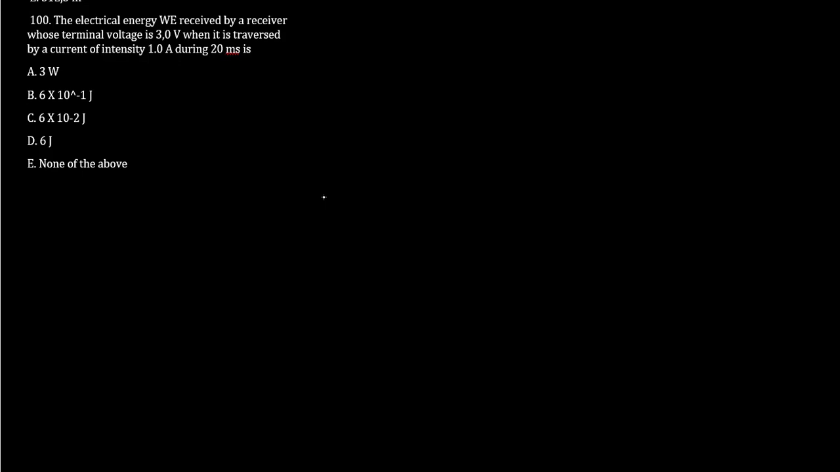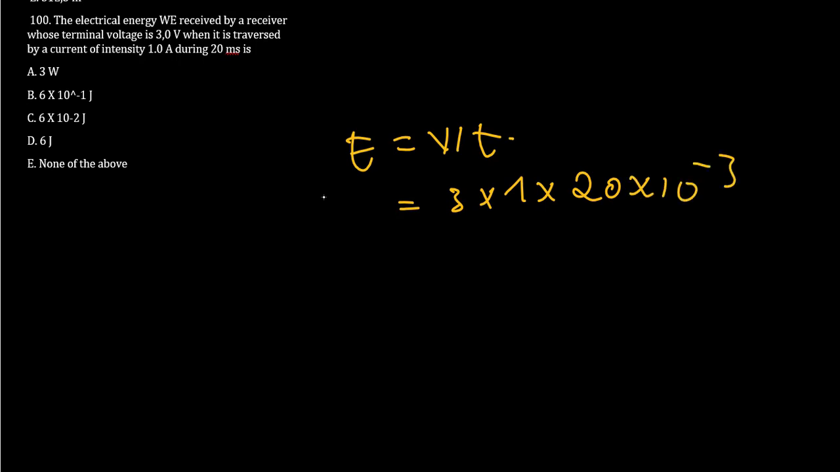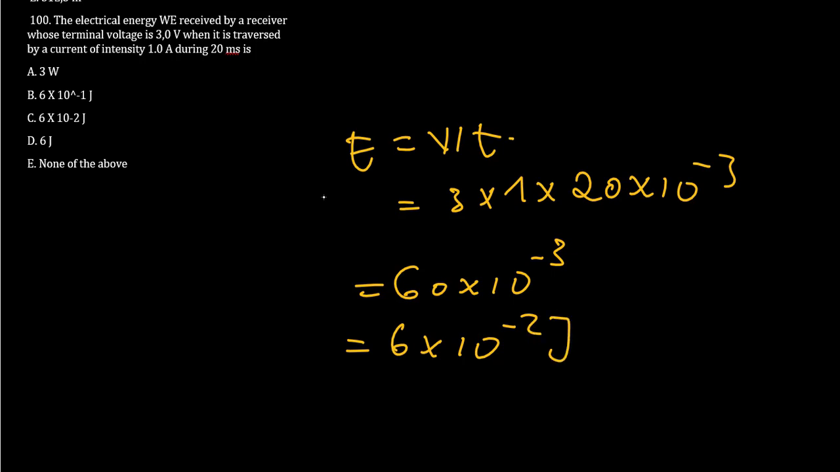Okay, so let's get to the last question. The electrical energy received by a receiver whose terminal voltage is 3 volts when it is traversed by a current of intensity 1.0 amperes during 20 milliseconds is, so E is equal to VIt. So the voltage is 3 volts times 1 ampere times 20 milliseconds, that's times 10 to the negative 3. And this gives 60 times 10 to the negative 3, which is 6 times 10 to the negative 2. So the correct option is option C.